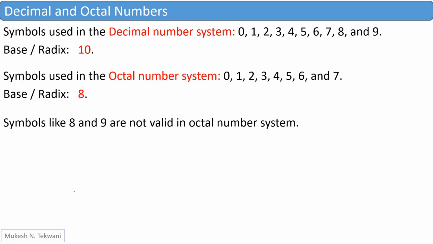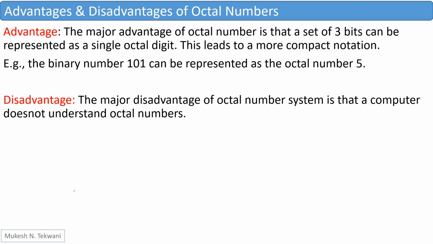The octal number system, on the other hand, uses symbols 0, 1, 2, 3 up to 7. That means there are 8 symbols used in this system, and therefore the base or radix is 8. We'll see that symbols like 8 and 9 are not valid in the octal number system. Let us see what is the advantage and disadvantage of octal numbers.